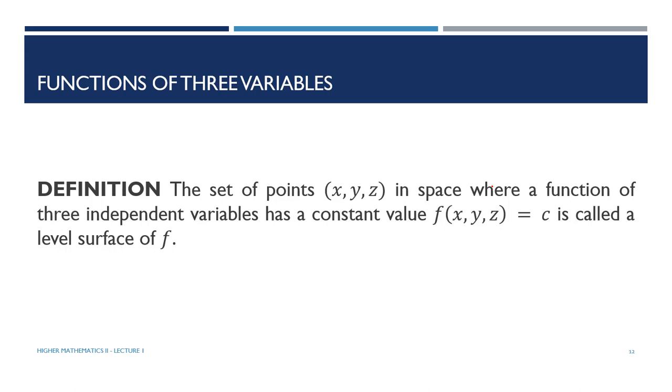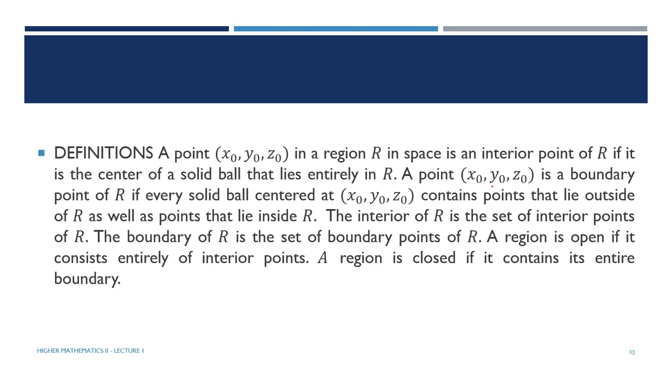The set of points (x, y, z) in space where a function of three independent variables has a constant value, f(x, y, z) = c, is called a level surface of f. A point (x0, y0, z0) in a region R in space is an interior point of R if it is the center of a solid ball that lies entirely in R. A point (x0, y0, z0) is a boundary point of R if every solid ball centered at (x0, y0, z0) contains points that lie outside of R, as well as points that lie inside R.